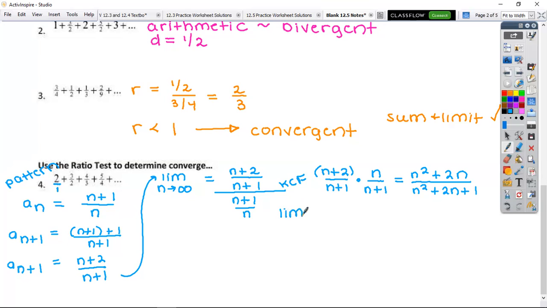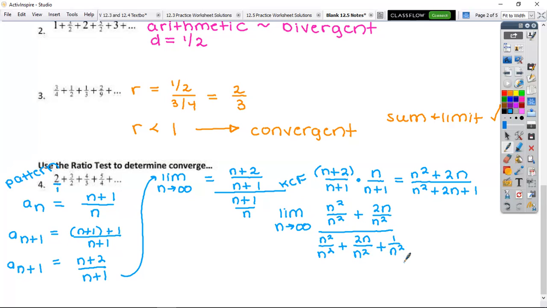So the limit as n approaches infinity, and I'm going to divide each term by n raised to the highest power we see, which is n squared. So I go n squared divided by n squared. And again, start looking for patterns so you can save yourself some work down the road. So 2n divided by n squared, divided by n squared over n squared, plus 2n over n squared, plus 1 over n squared.